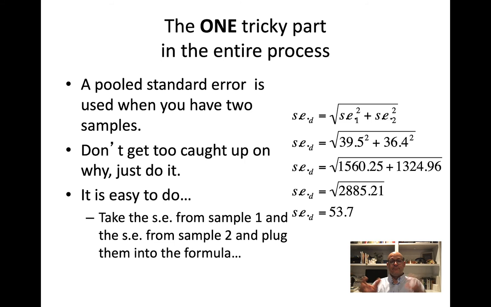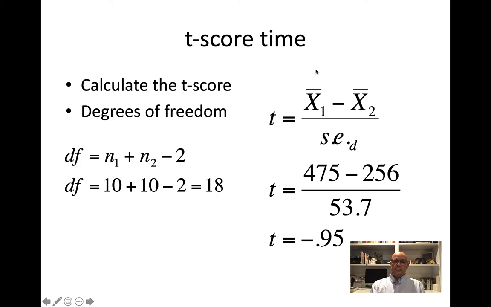Don't really worry about that. It's really easy. You plug it into the formula. Then we calculate the t-score. So for x bar for one, x bar for two, this is the private minus the public, and I messed up here. It's 256. It should be 526. And you get this t-score.